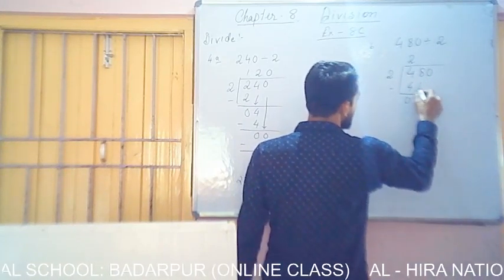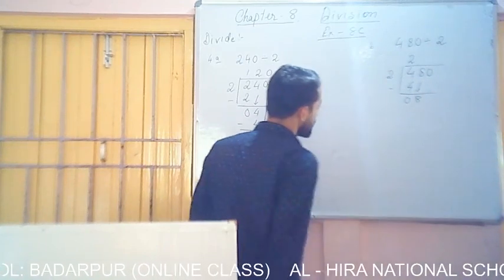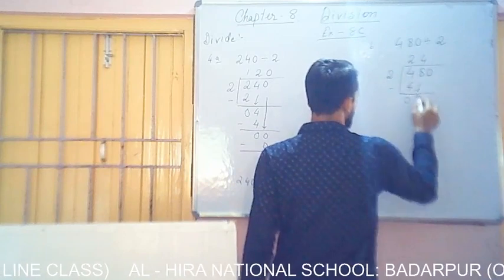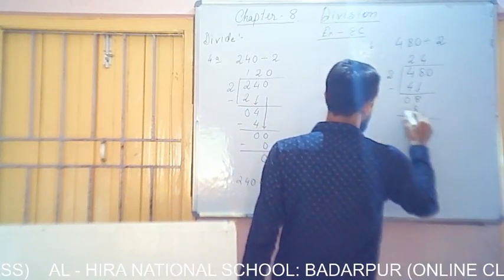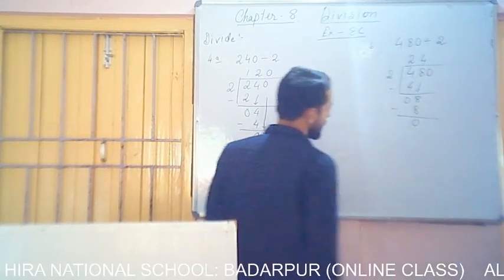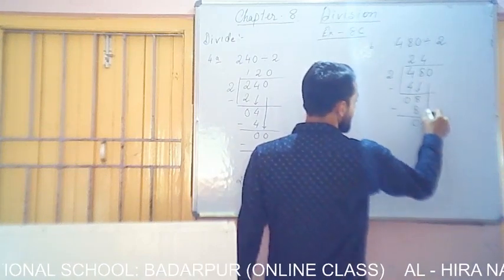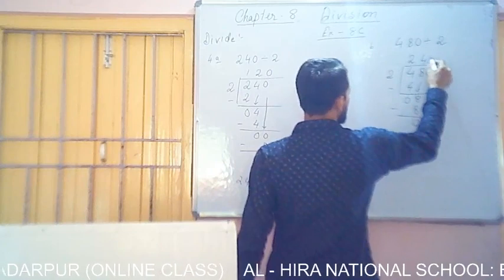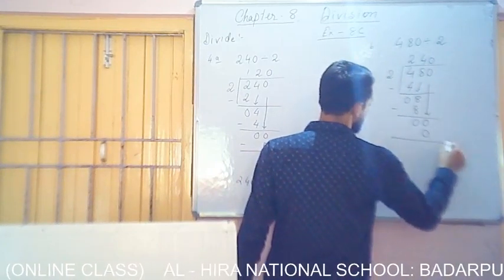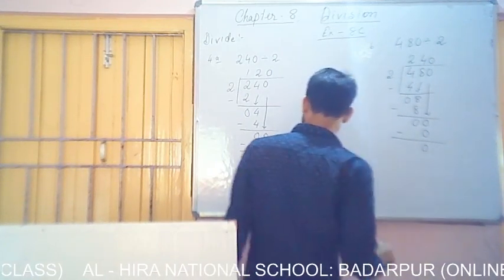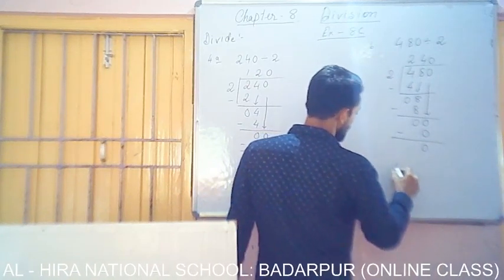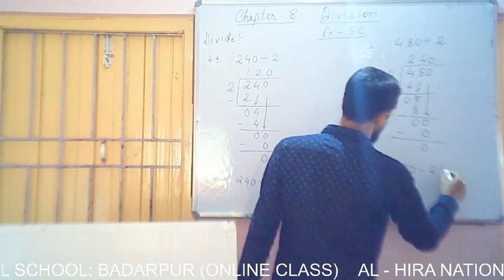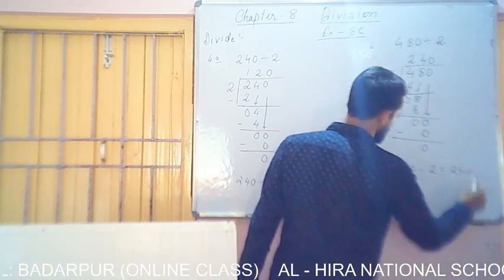Now bring down 8 tens. So we have to divide 8 by 2. So 2 fours are 8. So 8 minus 8 equals 0. Now again bring down 0 ones. So 2 multiplied by 0 equals 0. 0 minus 0 equals 0. So therefore we can write 480 divided by 2 equals 240.